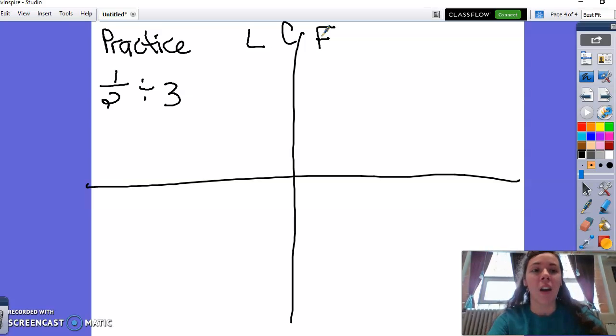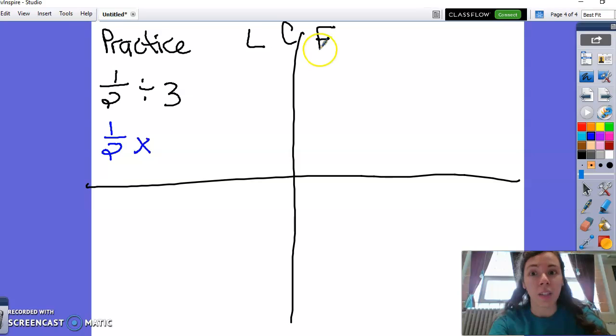Okay. Let me change colors again. The first step we wrote down is leave it, so this number is going to stay the same. 1/2. Second step is to change. We're going to change this from division to multiplication. I think I might have said that backwards. We're going to change this from division to multiplication.